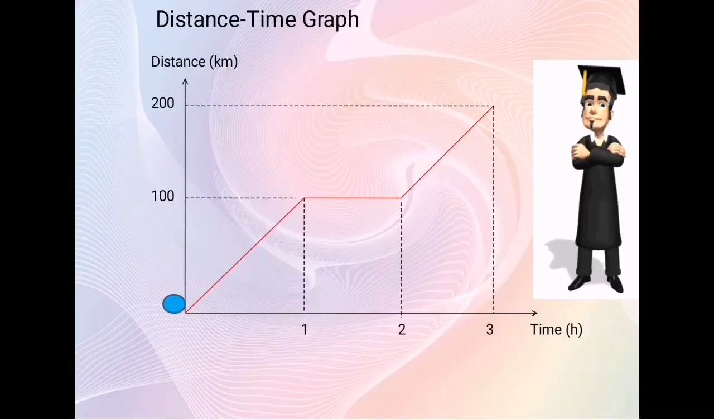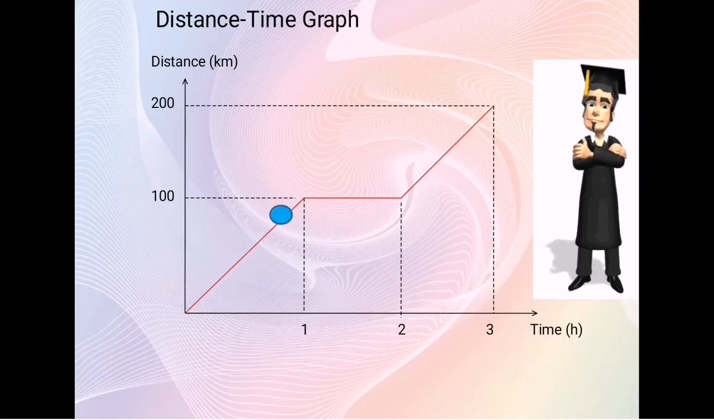Introduction. What is a distance time graph? In a distance time graph, the y-axis represents distance and the x-axis represents time.